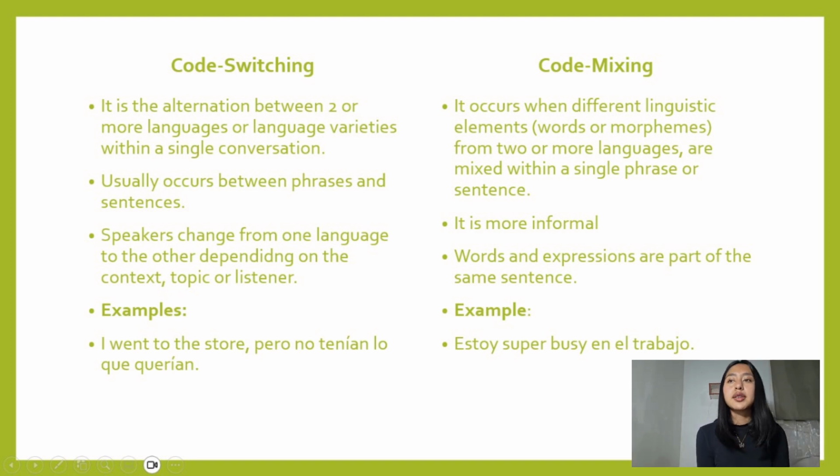And the example here says, "I went to the store, pero no tenía lo que quería." So here we can see that they are using first a whole sentence in English. It's not just a phrase, it's not just words or just part of these linguistic elements. It's a whole sentence in English, and then they are using another one in Spanish that says, "pero no tenía lo que quería."